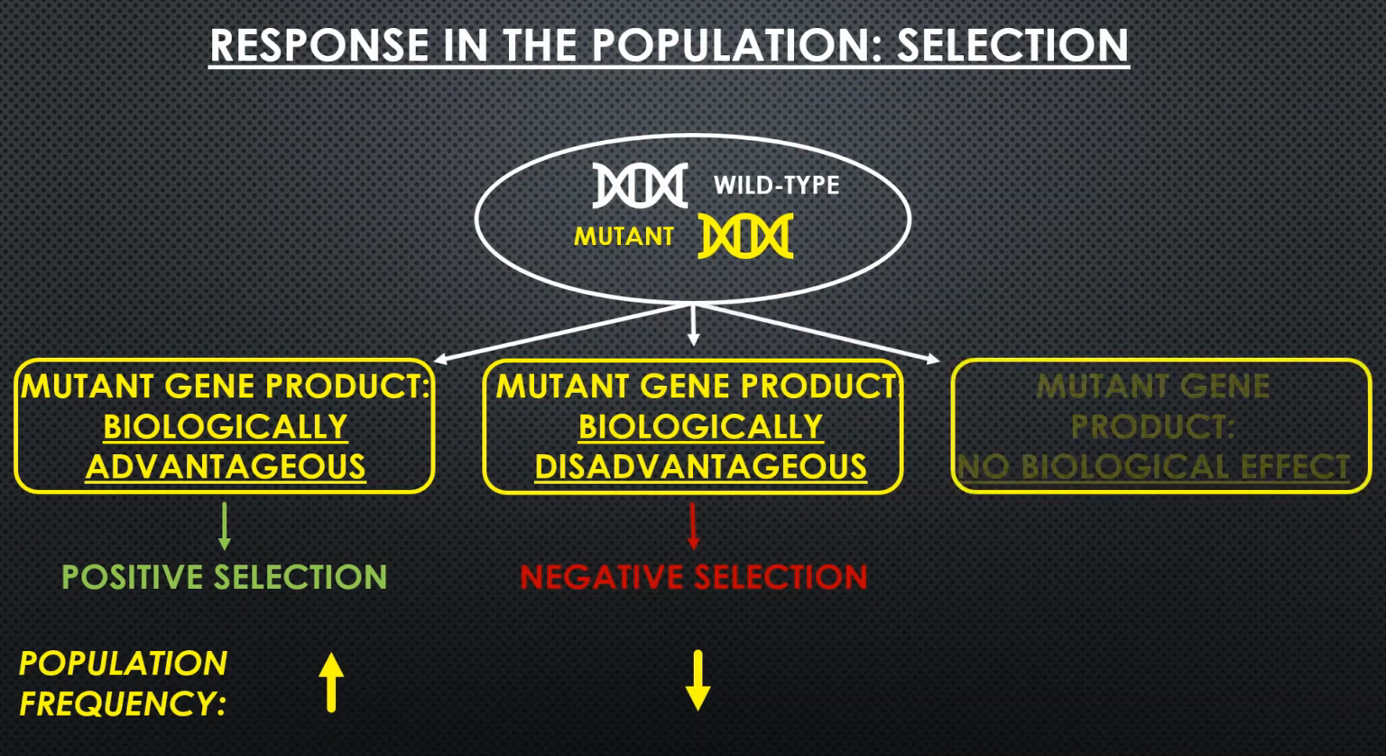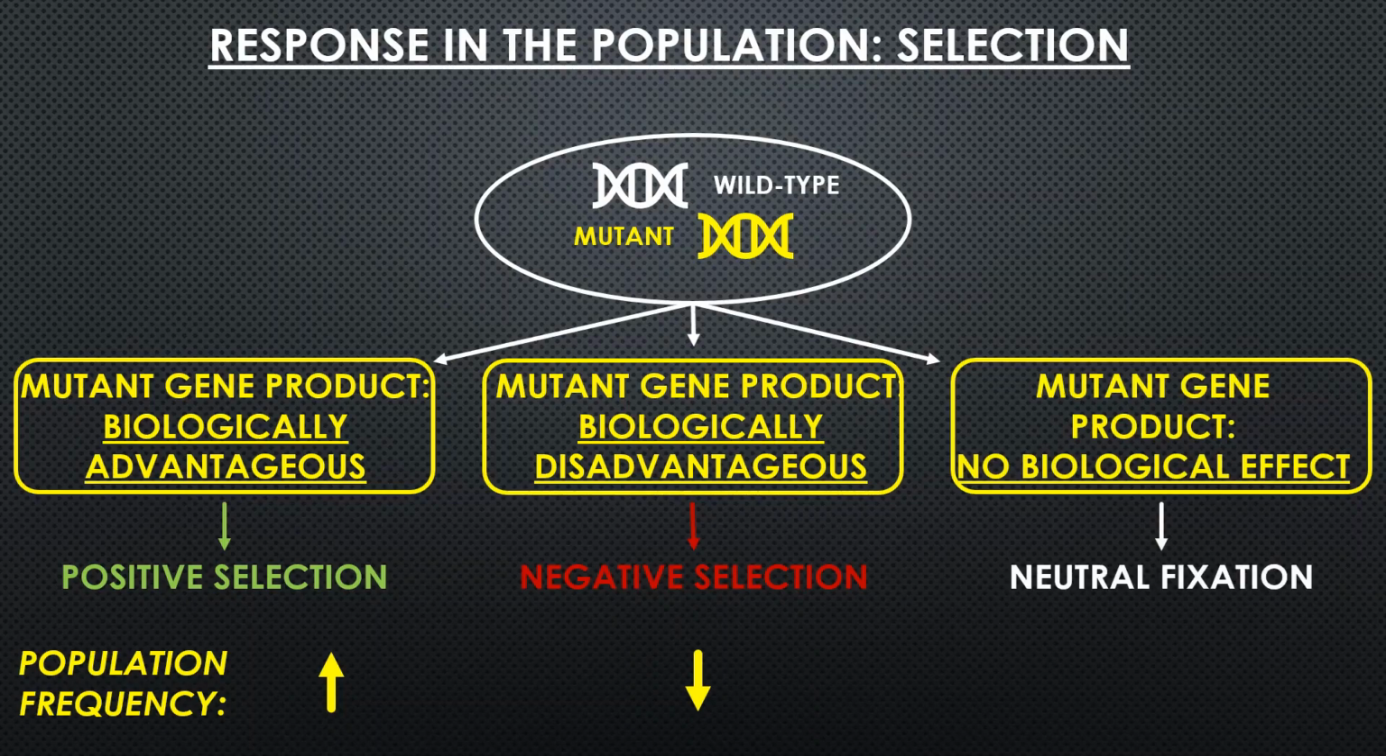A third possibility is that the mutant gene product has no biological effect on the overall physiology or biology of the offspring, say an organism or the virus. In that case, we will expect neutral fixation, that is no natural selection coming into play. In that case, the frequency of the offspring containing this mutant gene will be random in the population.